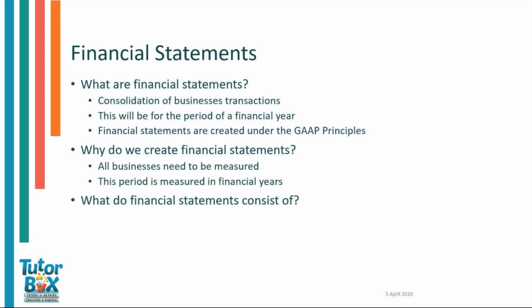And the next question would be, what do financial statements consist of? So first off, we have the income statement. So this will consist of all the incomes and expenses relating to a company for a certain financial year. Then we have the balance sheet. This will relate to all the assets and the liabilities of a business for a certain financial year. And then we have notes. Notes pertain to extra information of that company. This information you won't see in the income statement and the balance sheet.